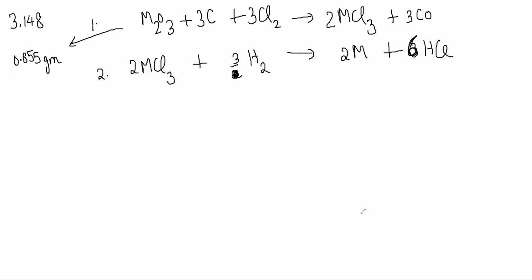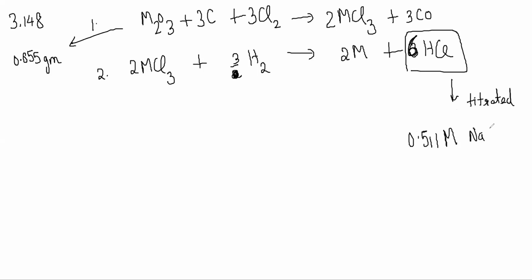And the HCl produced in step 2 is dissolved in water and titrated. It is first dissolved in water to make a solution, then titrated with a known standard solution. The known standard solution is 0.511 molar NaOH. So why is it standard? Because you know the concentration.